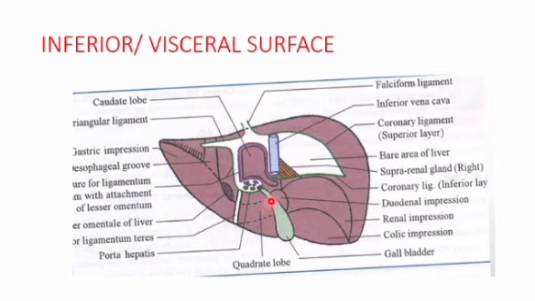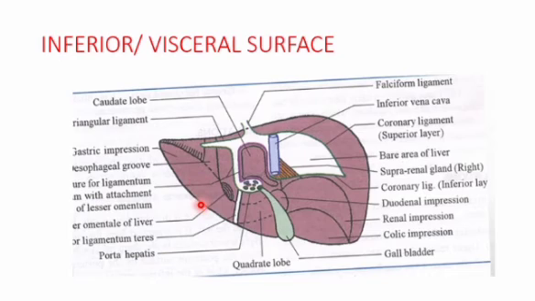Most of the inferior surface is covered with the peritoneum. So this complete surface is covered with the peritoneum except three areas. Number one, fissure for the ligamentum teres, and fossa for the gallbladder and porta hepatis. So from right side to left side: fossa for the gallbladder, porta hepatis and groove for the ligamentum teres. Except these areas, all remaining areas are covered with the peritoneum.